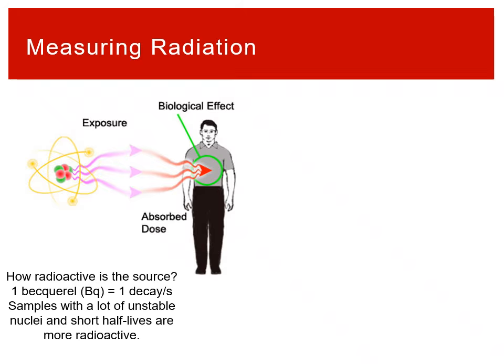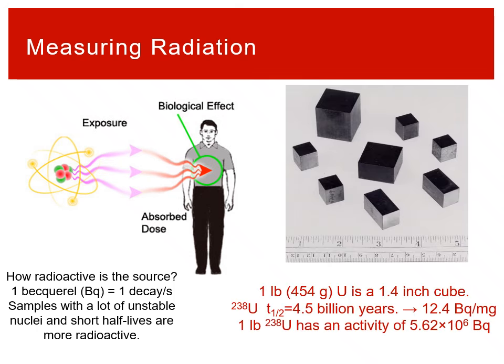There are 2 ways that a source can be more radioactive. One, more nuclei. If you have more nuclei, there are more potential decay events. And two, shorter half-lives, which means it's more often that a nucleus decays. If both of those increase, you can really double down on how radioactive your source is.